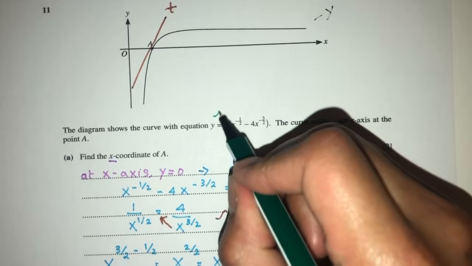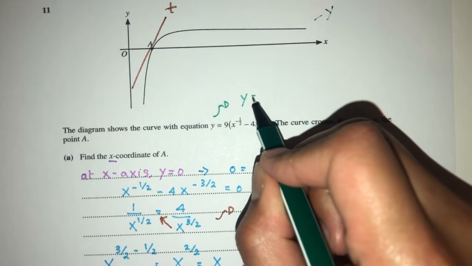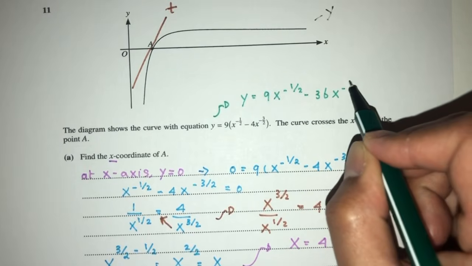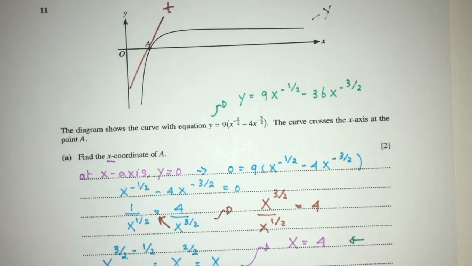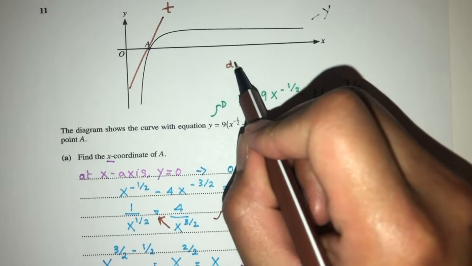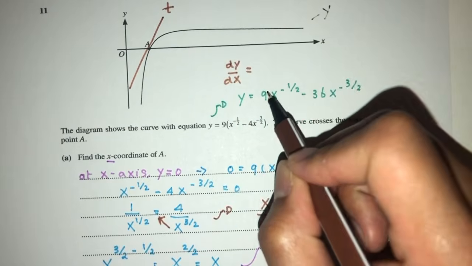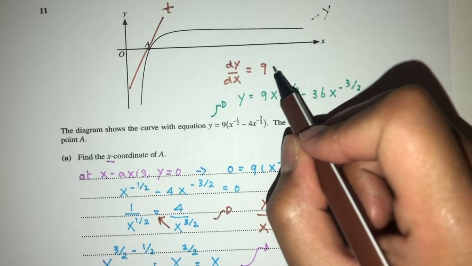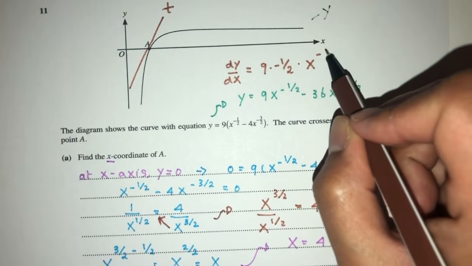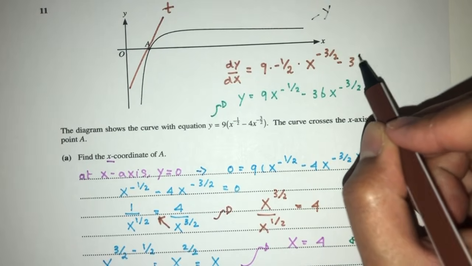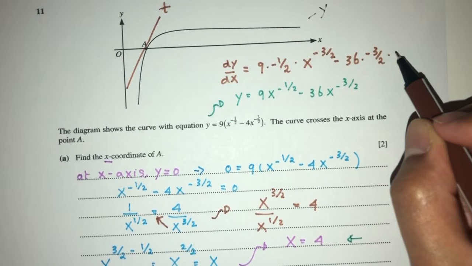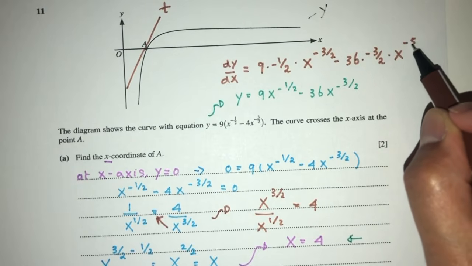So from here, we can conclude that y can also be 9x^(1/2) minus 36x^(3/2). Now find dy/dx from that. So let's see, dy/dx. 9 is only a multiple, so 9. We have to first multiply by the power, then minus 1, that will be minus 3 over 2. Then here minus 36 multiplied by the power, that will be 3 over 2, that will be x, then minus 1 from the power, that will be minus 5 over 2.